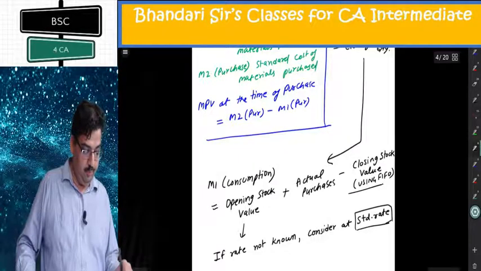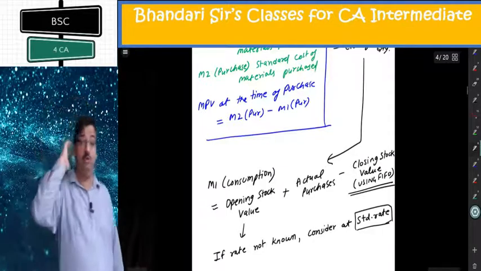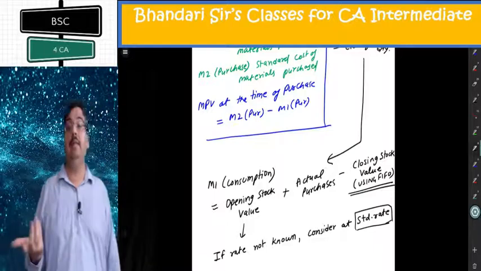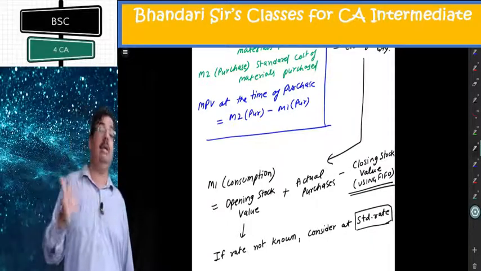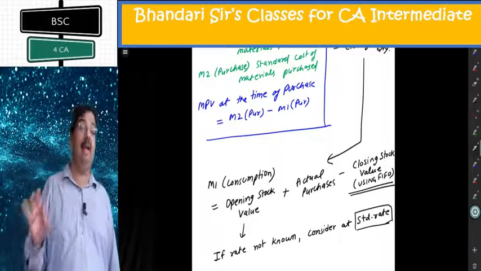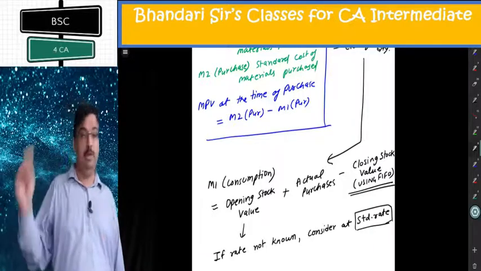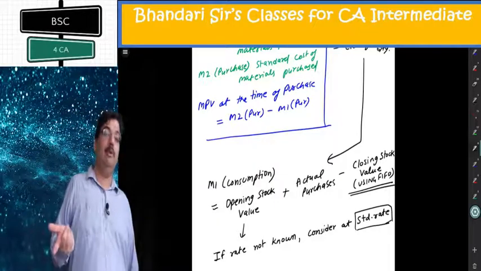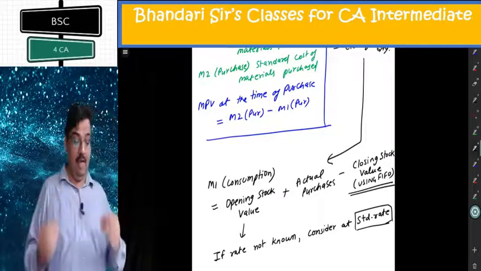Using FIFO. If the question is silent, we should use FIFO. Otherwise, you can use weighted average also. What does FIFO imply? It will be out of current year purchase, so the current year rate is applicable here. Opening stock at standard, purchase at actual, closing stock at actual again. From there, you get M1 consumption.